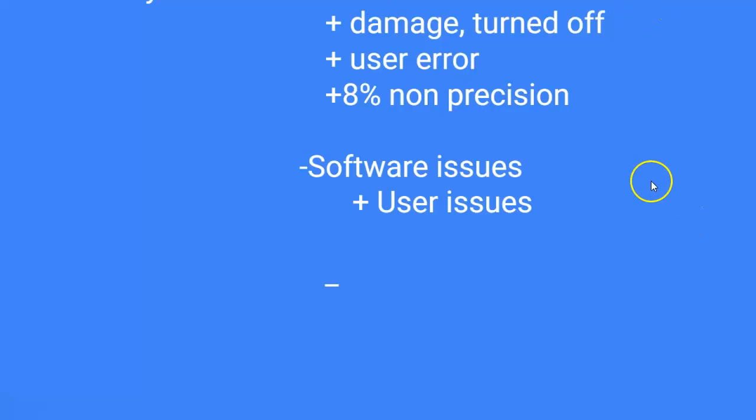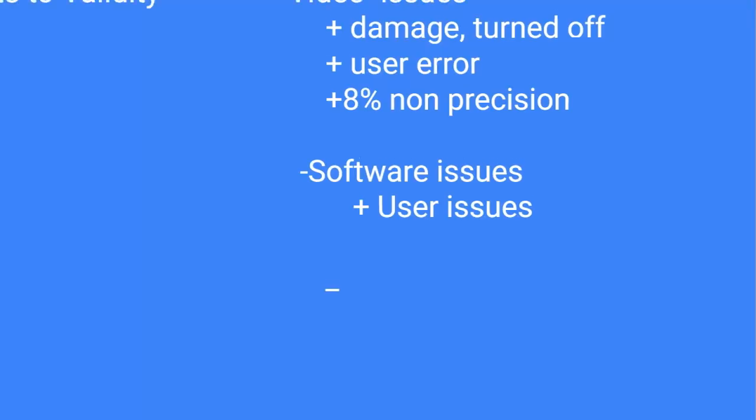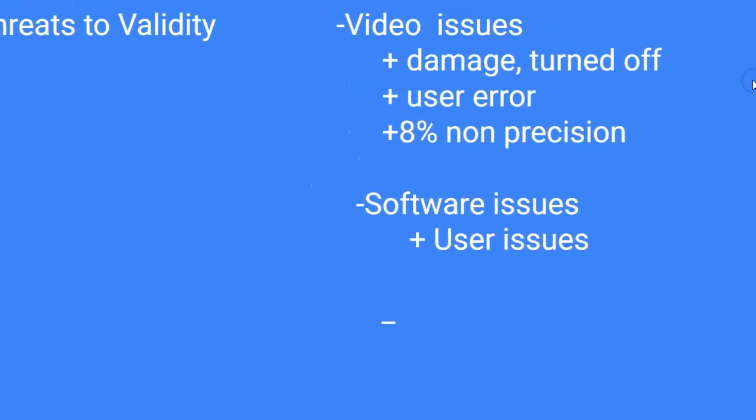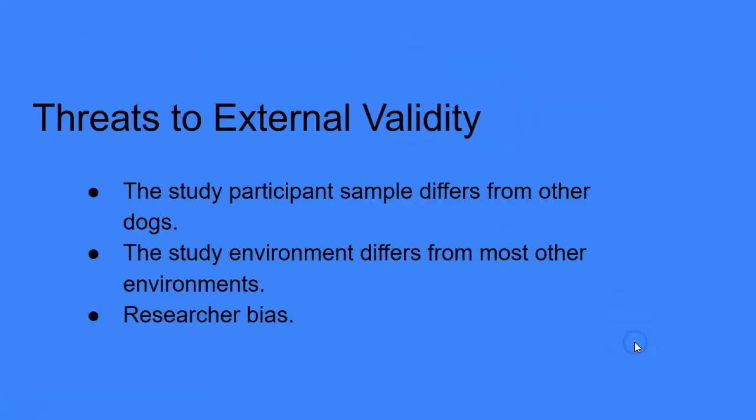Some of the other threats to validity are that we could have problems with the behavioral summarization system. First of all, there is still 8% non-precision, and we could have problems running it. There are quite a few things that are involved with that.